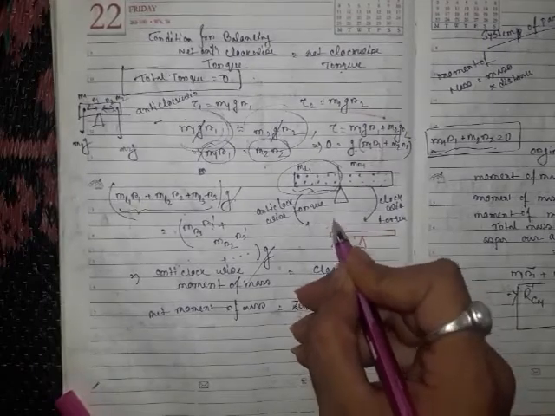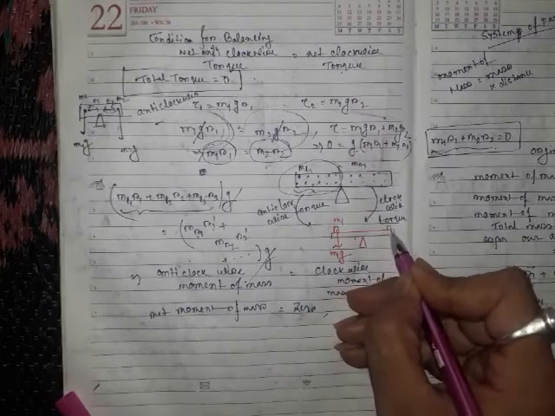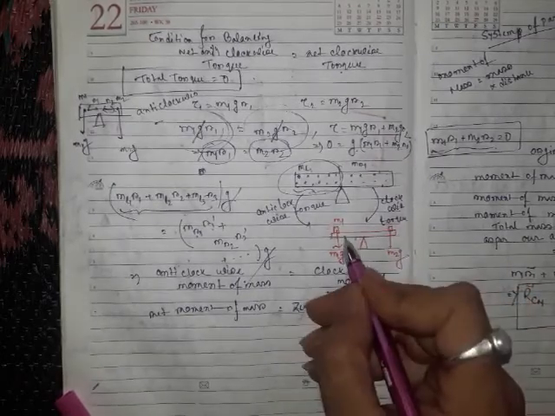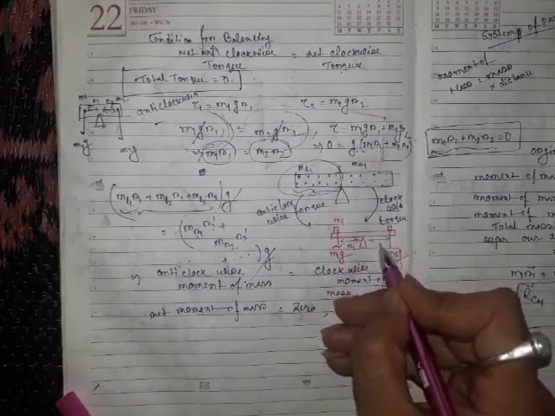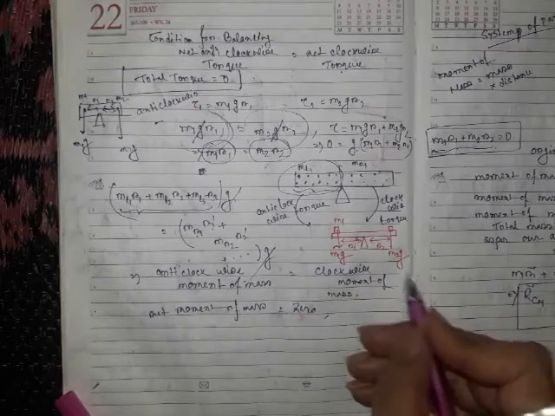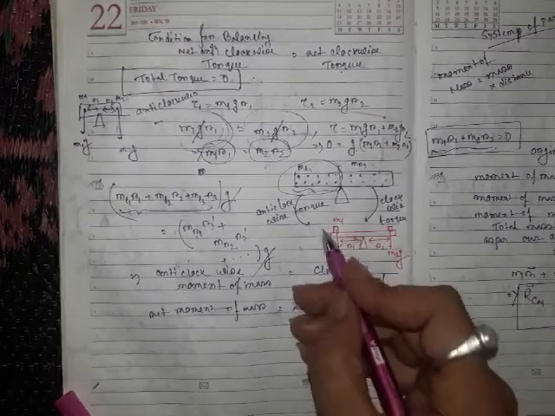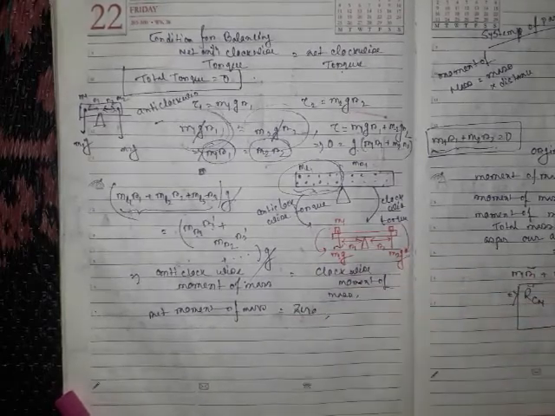Here you have a mass m1 that has a weight of m1g, and here you have another mass that has the weight m2g. Now this mass is placed at a distance r1 from the fulcrum, and this mass is placed at a distance r2 from the fulcrum. Then this mass will produce an anti-clockwise moment of force, and this mass will produce a clockwise moment of force.